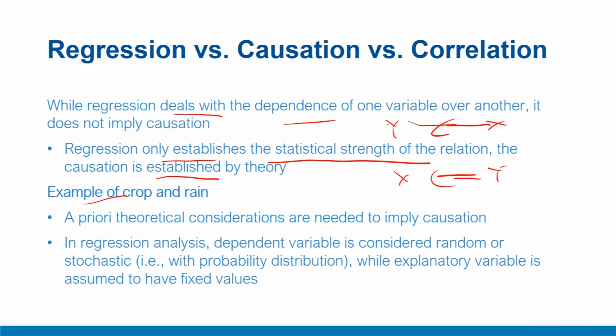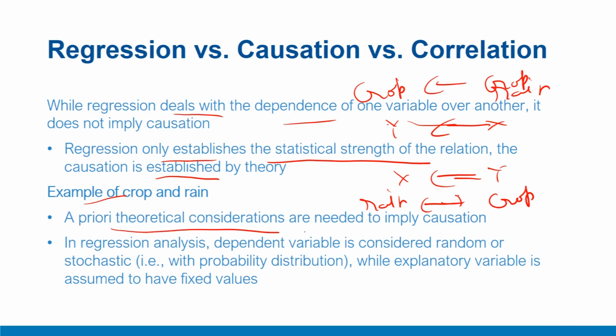Take for example crop and rain. Now a priori we already know that rain affects crop. This is established by our common understanding, common sense. However, even if you replace rain with crop and you try to find some kind of mathematical relationship from crop to rain, the regression model, the mathematical model, will give you that relationship, which is obviously spurious in nature, and therefore a priori theoretical considerations are needed to imply the causation.